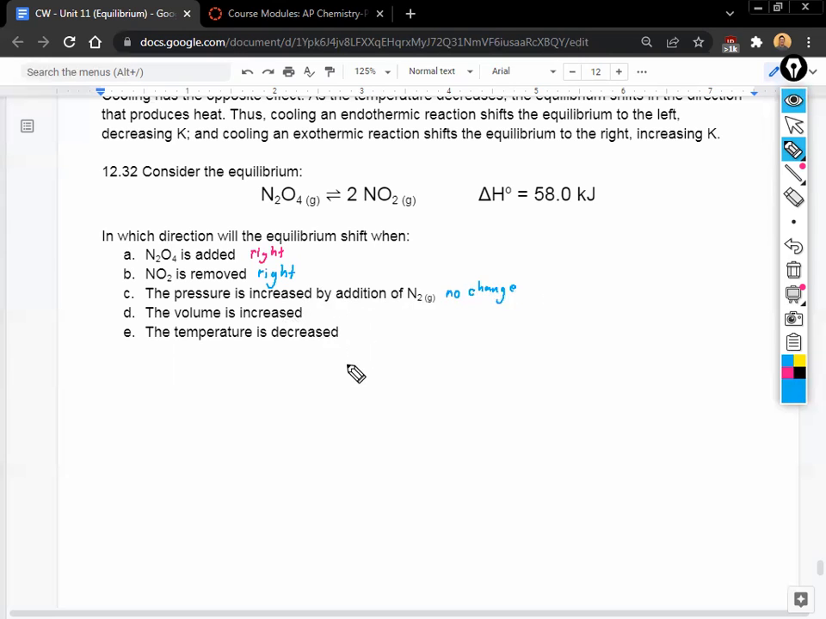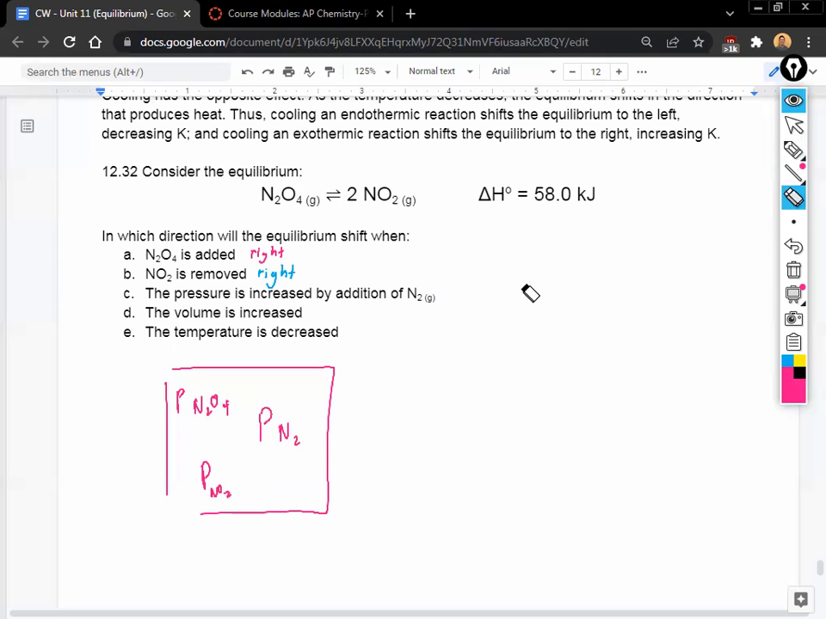So if I increase N2, okay, we have a system like this, right? We have N2O4, which has its own unique pressure. We have NO2, which has its unique pressure. If I put N2 in here, is that going to affect the pressure of these two gases? No, right? It's independent from one another. Remember partial pressures? Hopefully you guys remember partial pressures. They all have their own pressures. The total pressure is when we add them all up, but they have their own individual partial pressures.